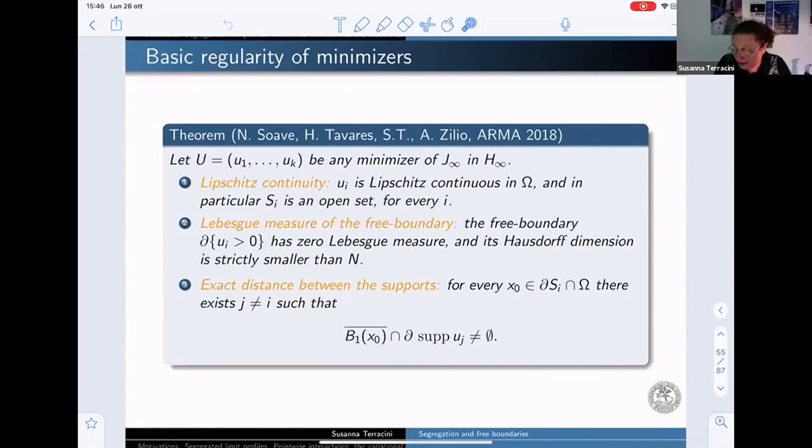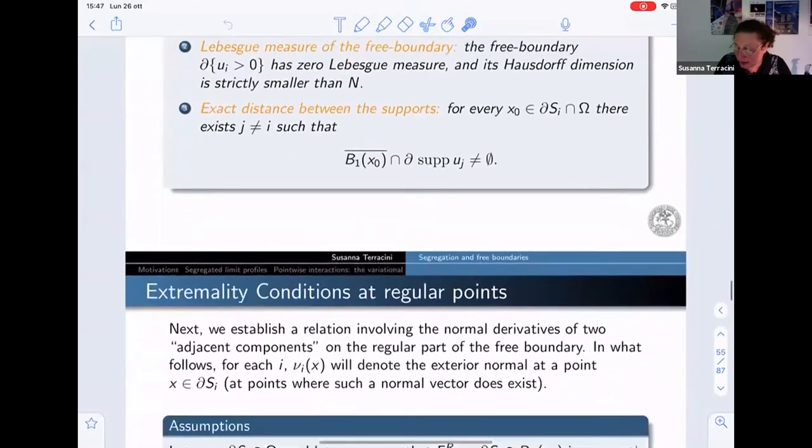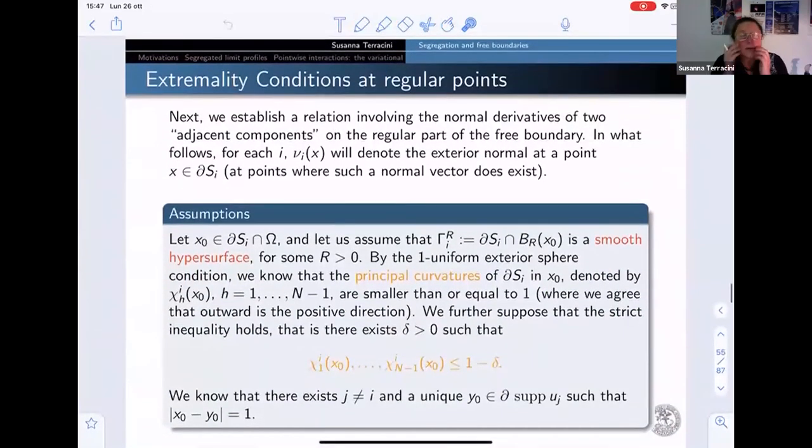Because we can say that it must have strictly smaller than n Hausdorff dimension, but n is the dimension of the full space. We would expect to have at least a Hausdorff dimension at most n minus one to be a bit happy. And as I said, the supports have exact mutual distance one. Okay, well, now we try to understand what are the extremality conditions at regular points.